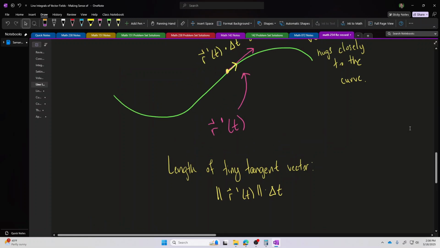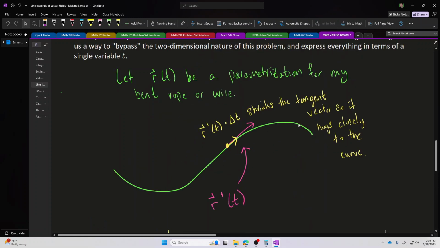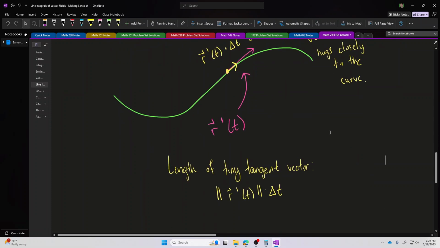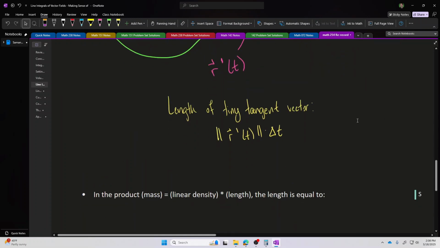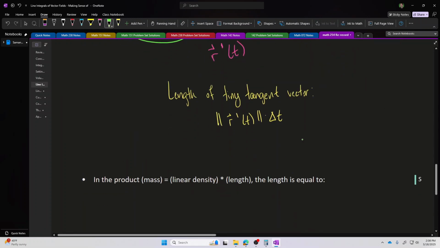Okay, so here is our curve C representing the rope or the wire that we are dealing with. The vector r prime was tangent to the curve C, and so if we made that vector shorter, that vector would be a very close approximation to what the curve is doing. And so the length of this tiny shrunken tangent vector would be very close to the length of this little piece of my rope or wire.